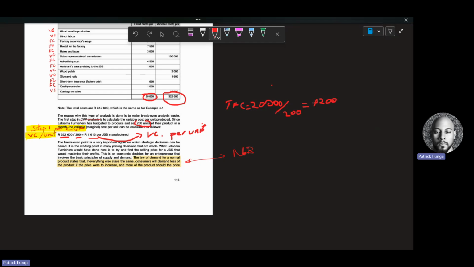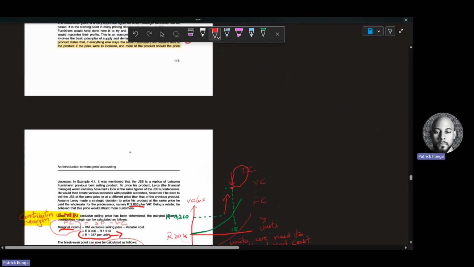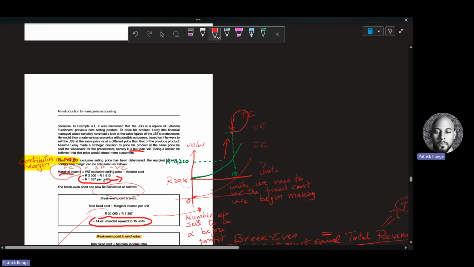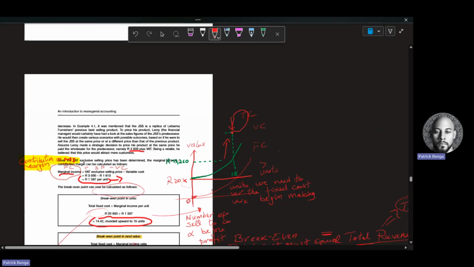Okay. So how much, if we deduct from the 3,000, right? We have 3,000 minus the 1,613, right? Which is our variable cost per unit, right? This is our variable cost per unit. So if we take this, what is remaining, which is the marginal income. So we took the selling price or the price, 3,000 minus 1,613 gives us 1,387. And this is our marginal income.